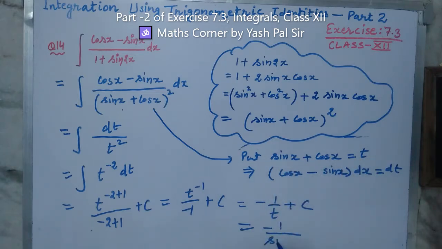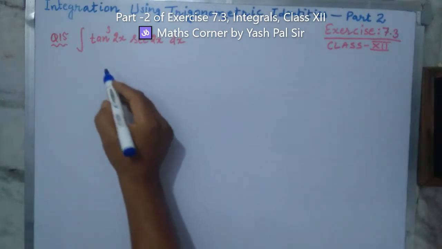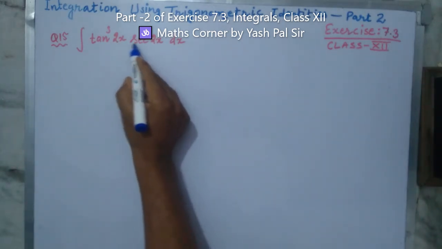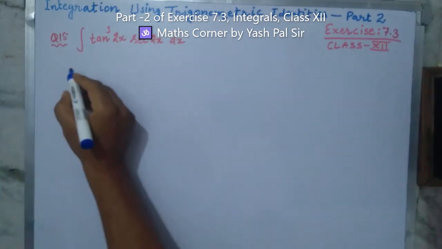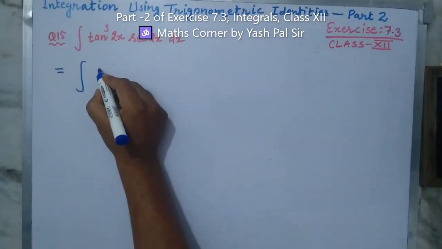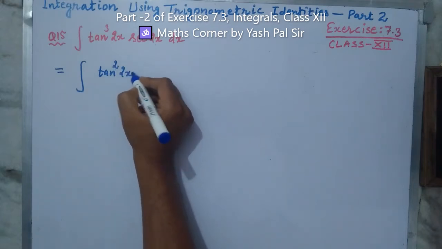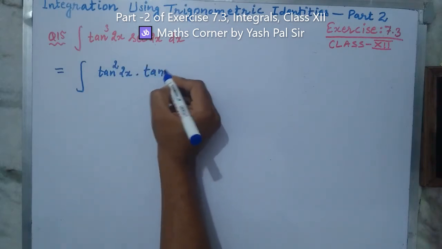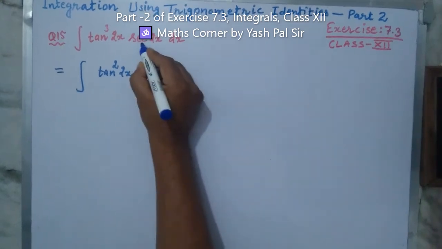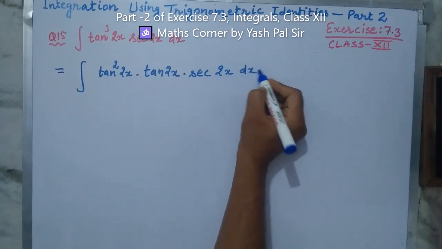sin x plus cos x plus c is the final answer. Now coming to question number 15, integration of tangent cube 2x secant of 2x into dx. So first of all we write tangent cube 2x equal to tangent square of 2x into tangent of 2x, last this is secant of 2x into dx.